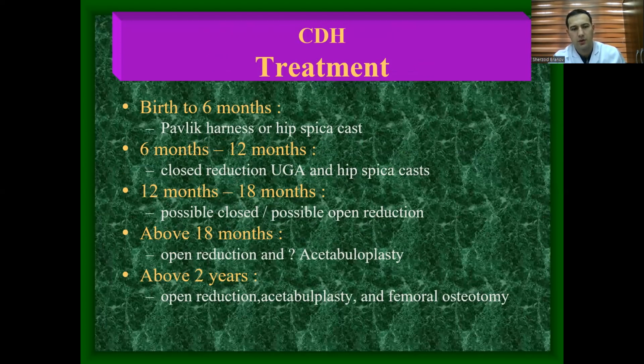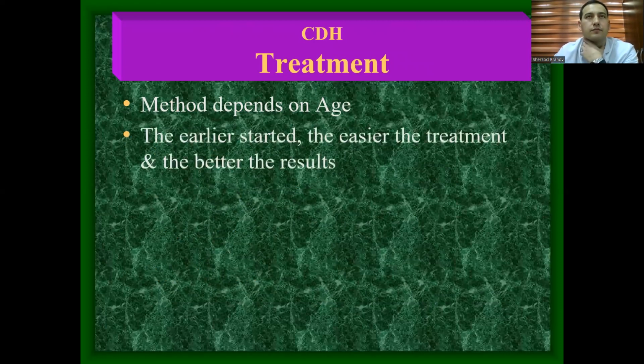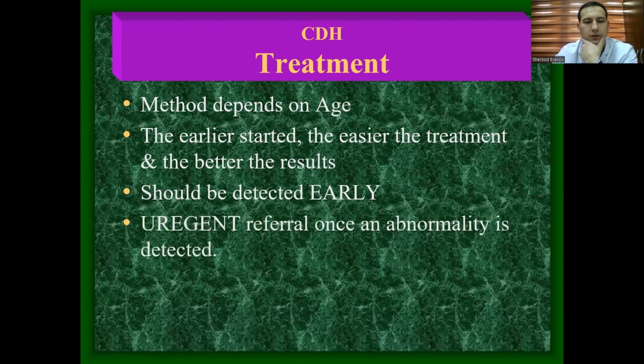Birth to 6 months: pelvic harness or hip spica cast. 6 to 12 months: closed reduction under general anesthesia and hip spica cast. 12 to 18 months: possible closed and possible open reduction. Above 18 months: open reduction and acetabuloplasty. Above 2 years: open reduction, acetabuloplasty, and femoral osteotomy. Method depends on age. The earlier treatment is started, the easier and better the results. It should be detected early and treated once an abnormality is detected.